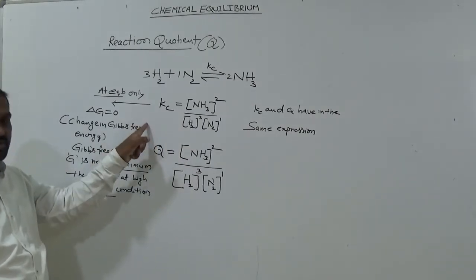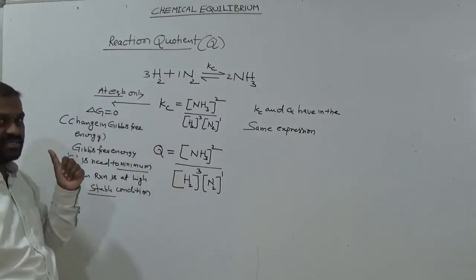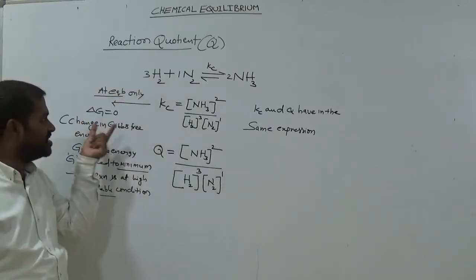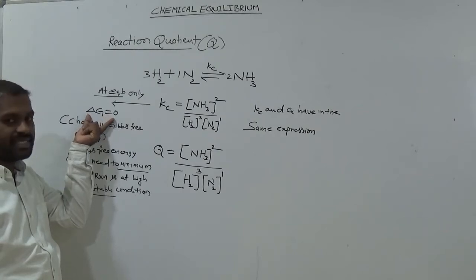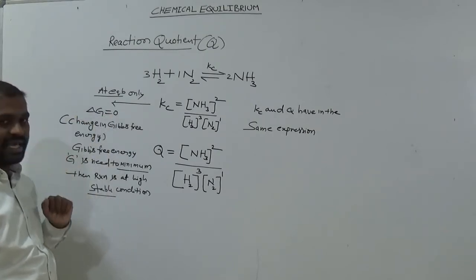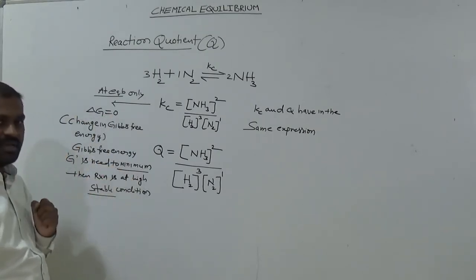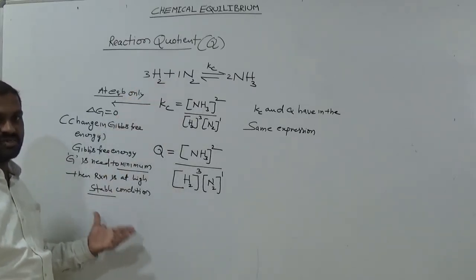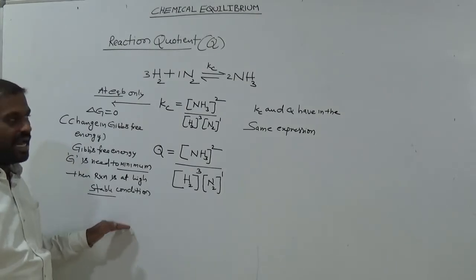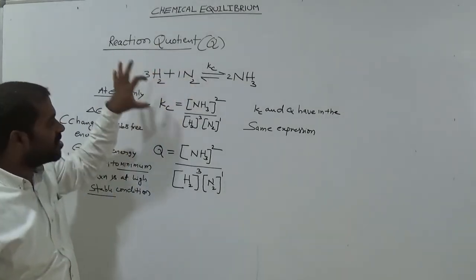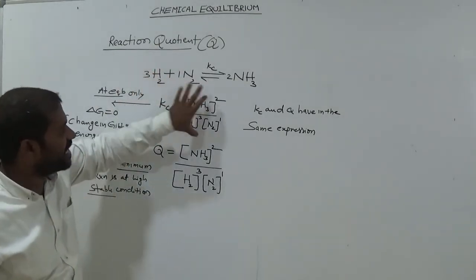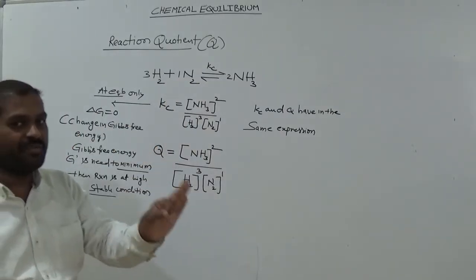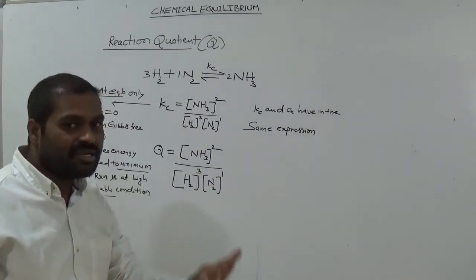So in this case, we already discussed this. Change in Gibbs energy, that means forward and backward energy are the same, so change in Gibbs energy is taken as 0. In this case, Gibbs free energy is minimum, so the system becomes stable. That condition is called the equilibrium condition. At equilibrium, the equilibrium constant expression is taken like this. That is represented as Kc, where Kc is the equilibrium constant at equilibrium only.